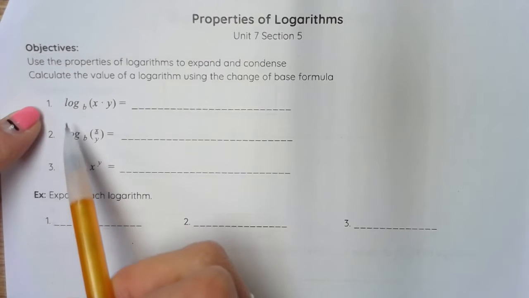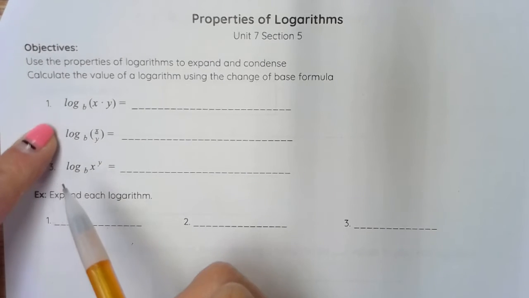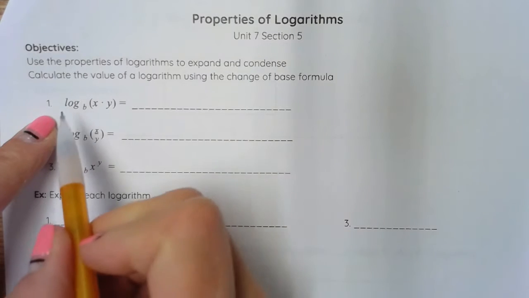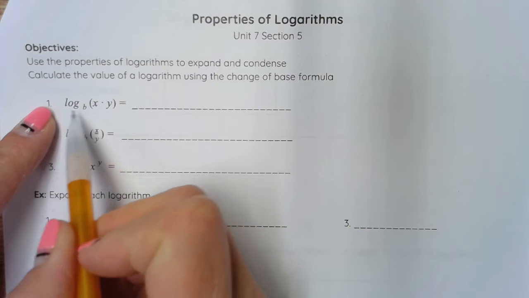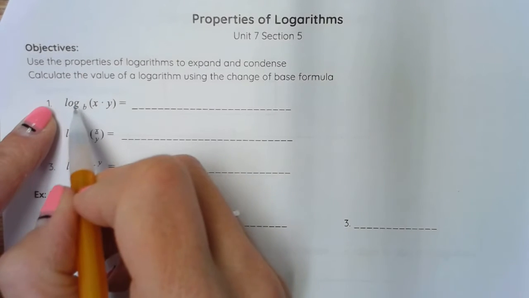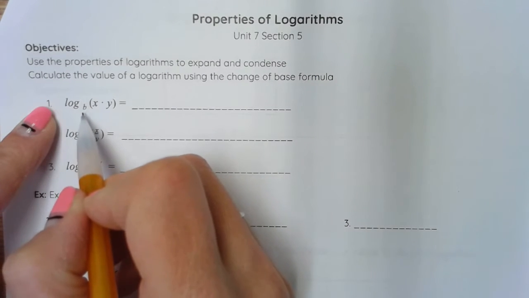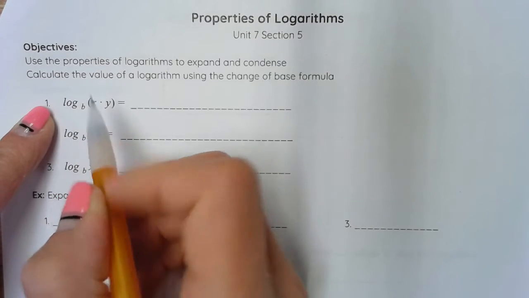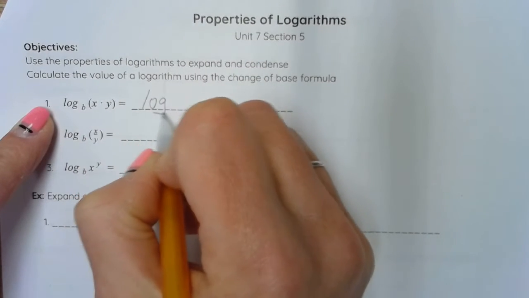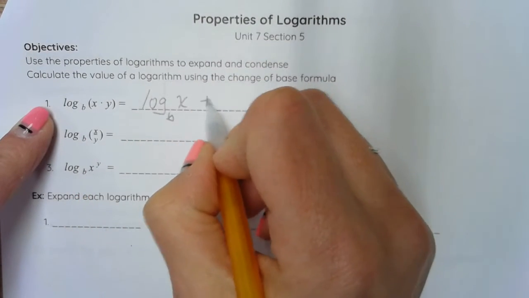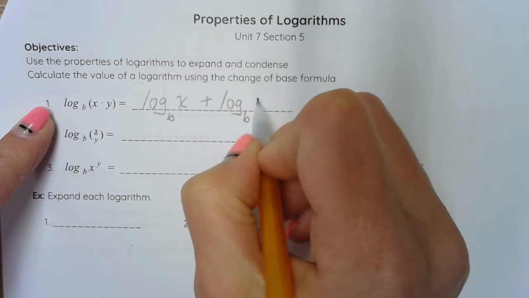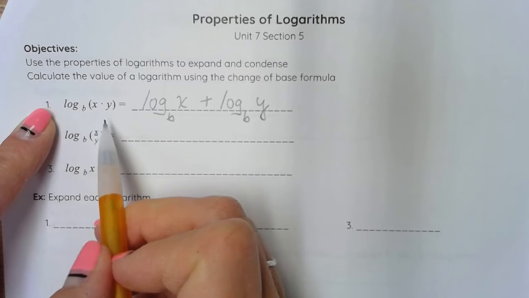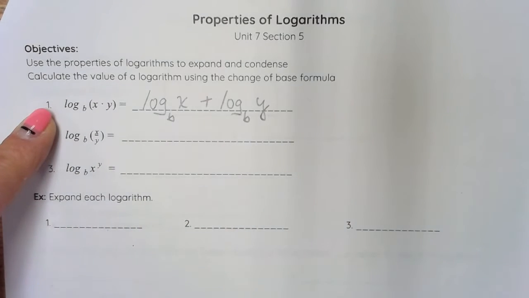So we've got some properties that we're going to look at and how it allows us to do some things differently with logs. If we have log base b of a product, this is called the product rule. It says if I have the log base b of x times y, that's the same as log base b of x plus log base b of y. So that means if I have the log of a product, it's the same as the sum of their individual logs.